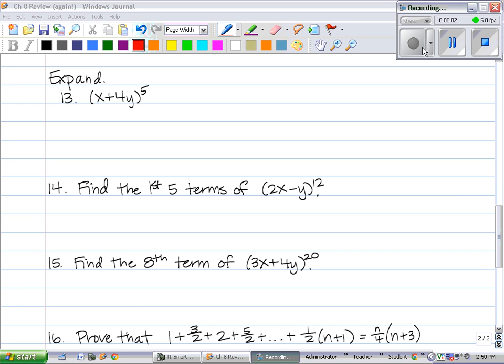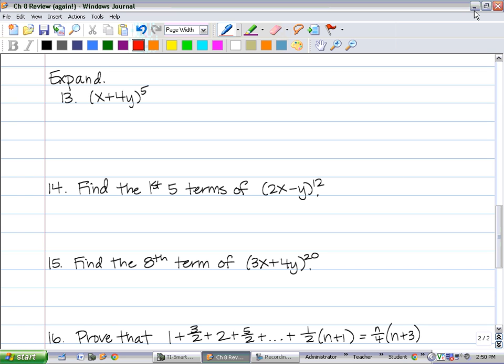Okay, working up to 13, 14, and 15. Anytime we're expanding binomials, remember you have two choices on how you're going to find your coefficients. Something like the fifth power, I would probably go to Pascal's triangle. So you're going to have to make your own.